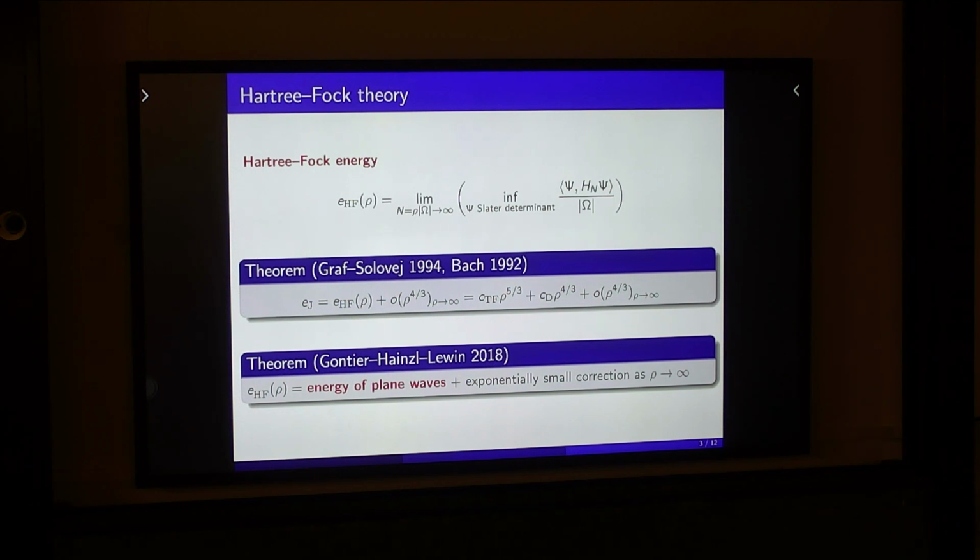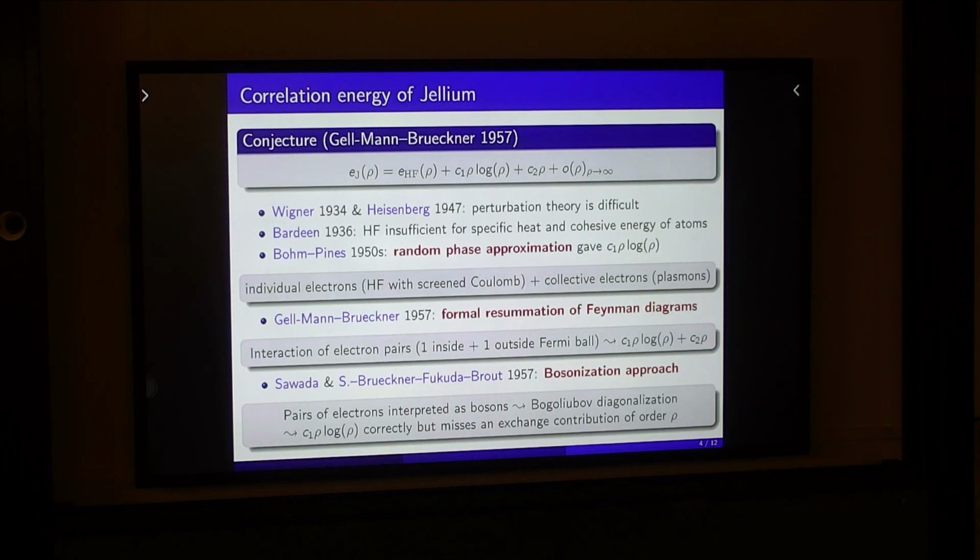And that was a discussion in the physics literature which goes back to the end of the 40s and beginning of the 50s, or even started a little bit earlier. Maybe now let me say what is known if you want to go beyond Hartree-Fock. So first of all, a few things.